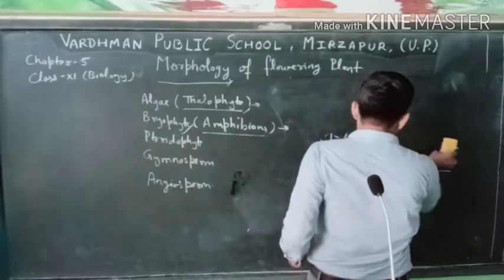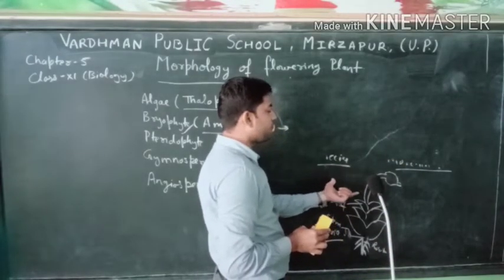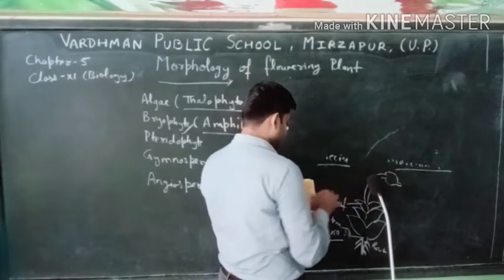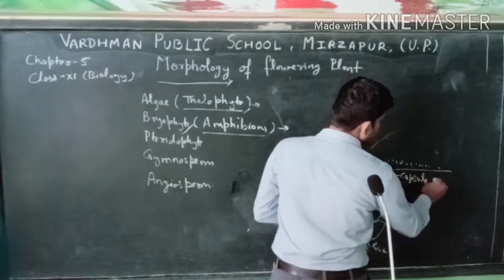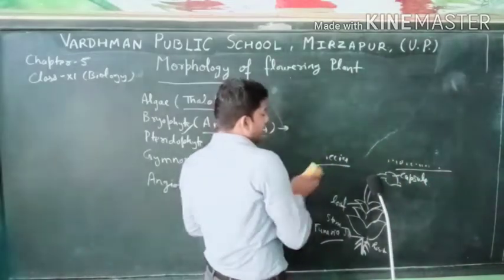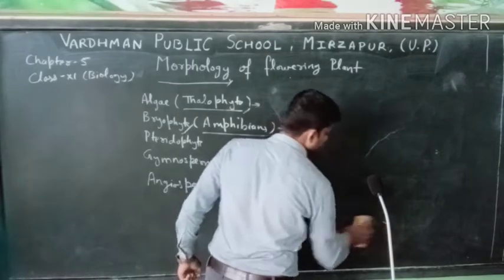And if we see here, there are no flower and fruit-like structures present. This is a capsule, not a fruit. It means these are not included in flowering plants.